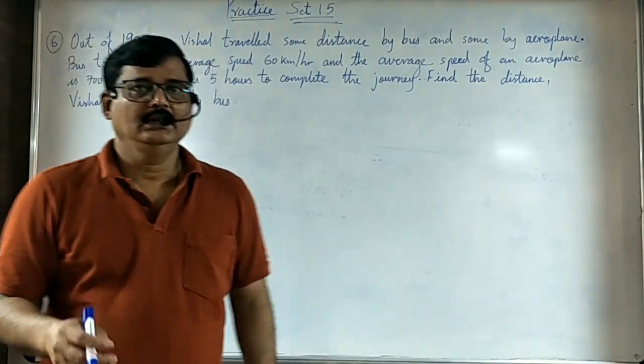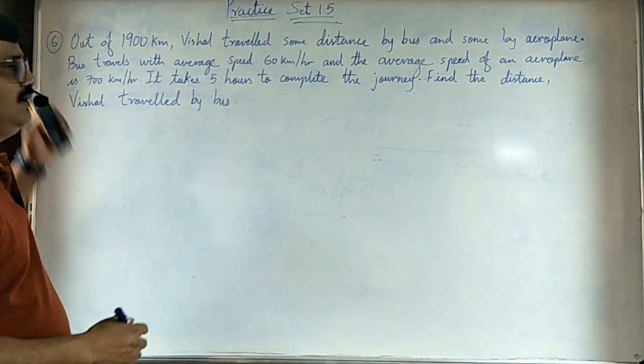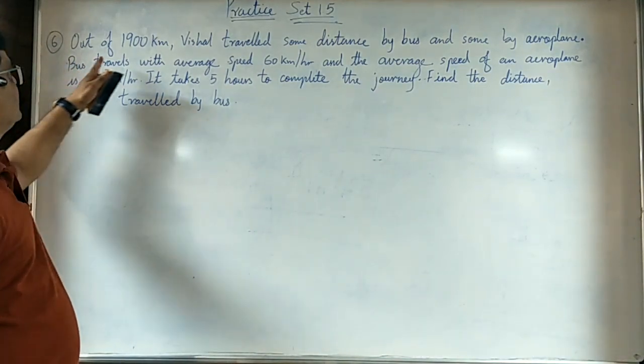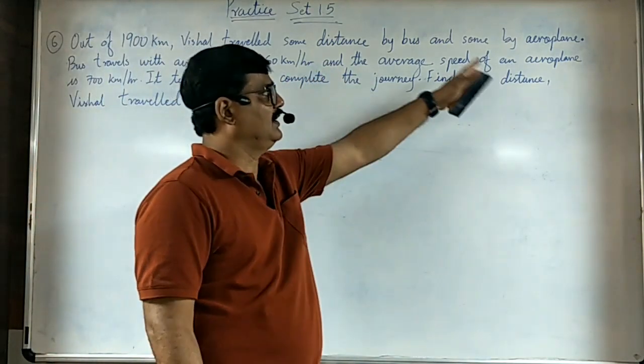Okay students, now let's start with question number 6. Let's read out question number 6 first. Out of 1900 kilometers, we shall travel some distance by bus and some by aeroplane.